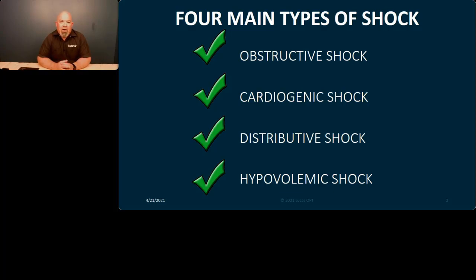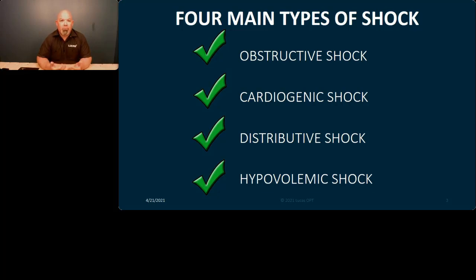So as you guys can see up on the screen there, there are four main types of shock. And there's obstructive, cardiogenic, distributive, and hypovolemic. And yeah, I know those are all kind of big terms. But we're going to kind of expand on them a bit, and you guys will learn what shock really is. But it's pretty simple to understand holistically, though. Shock is really just the body's starvation of oxygen.